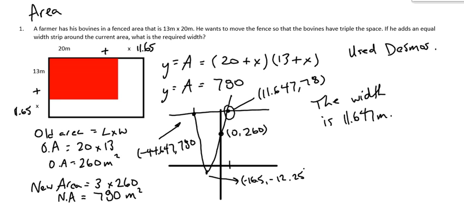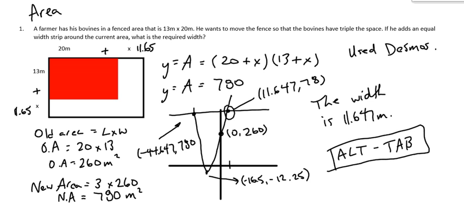If you're wondering how I'm going back and forth so quick, I use Alt and the Tab button. You should learn how to use that. Awesome. So Desmos right there.